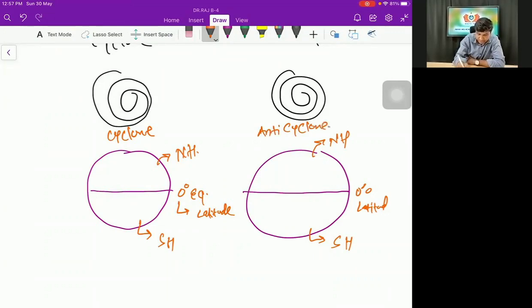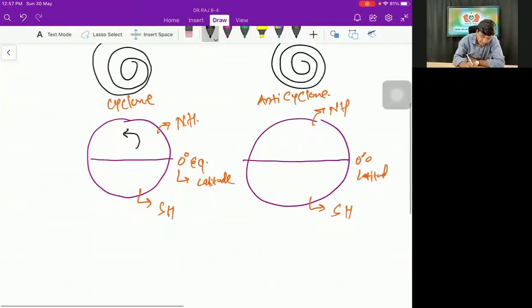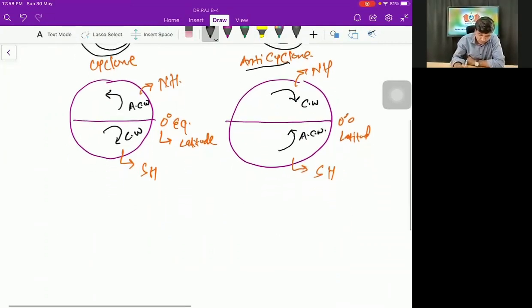Here the direction of cyclone is anti-clockwise in the northern hemisphere, whereas it is clockwise in the southern hemisphere. Whereas the direction of anticyclones is clockwise in the northern hemisphere and anti-clockwise in the southern hemisphere. It is very, very important.